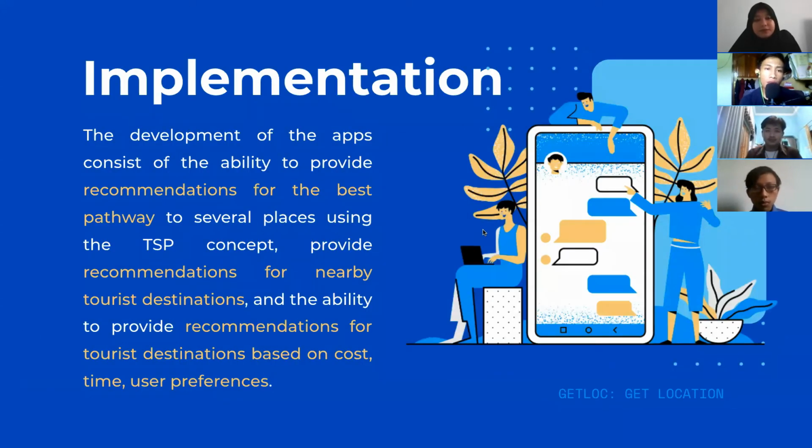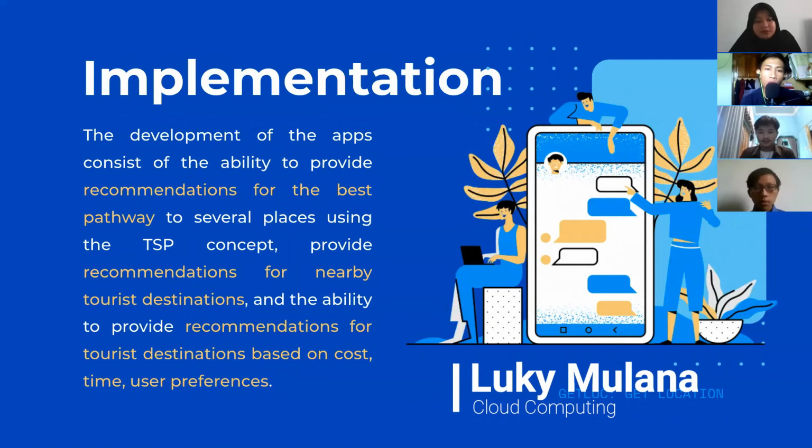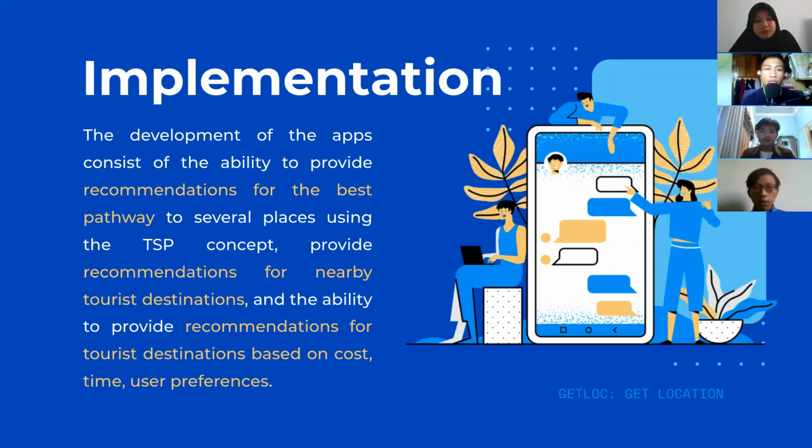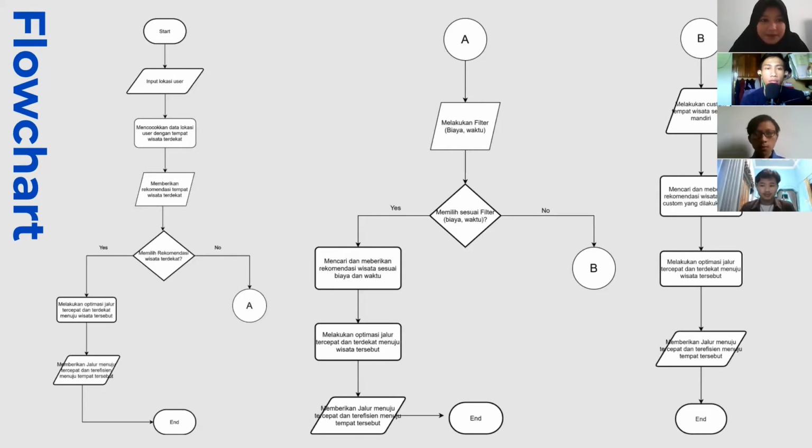Okay, for the implementation, the development of the apps consists of the ability to provide recommendation for the best pathway to several places using the TSP concept and provide recommendation for nearby tourist destination, and the ability to provide recommendation for tourist destination based on cost, time, and user preference. So this is the flowchart of our application.